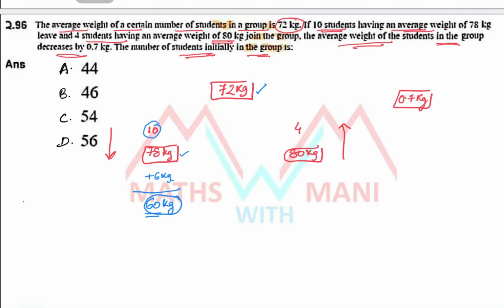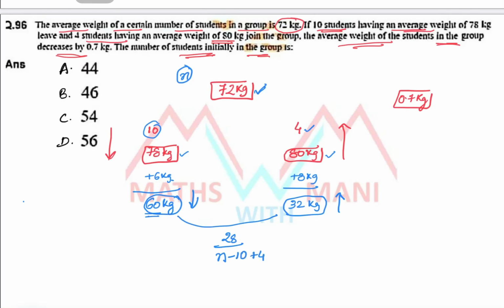Okay, and next average is 72 and 80 kg is the 4 people average. So what about increase, 72 and 80, it is plus 8 kgs. For one student it is plus 8. What about for 4 students, 32 kgs. So 60 kg was leaving and 32 kg was including. So the difference, 60 minus 32, that is 28. This 28 was leaving upon how many students, total number of students initially were n. Out of this n students, 10 students are leaving and 4 students are incoming.